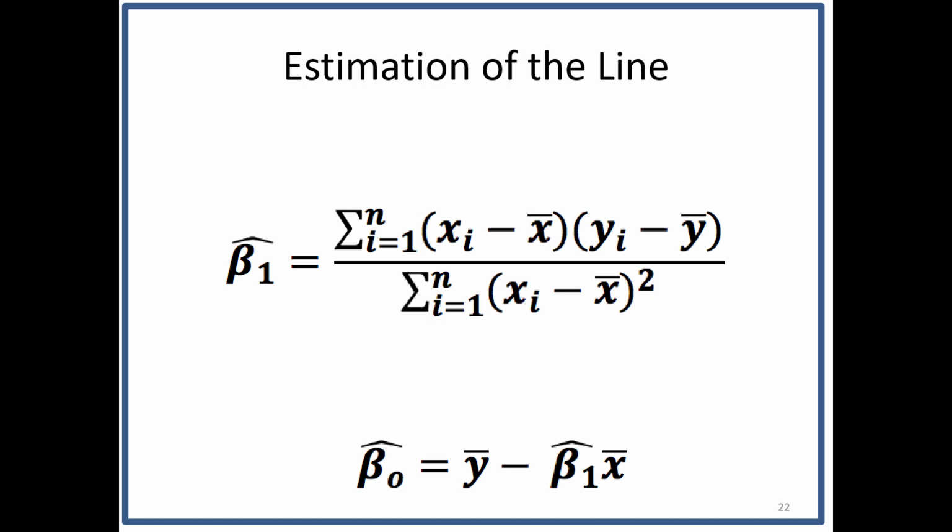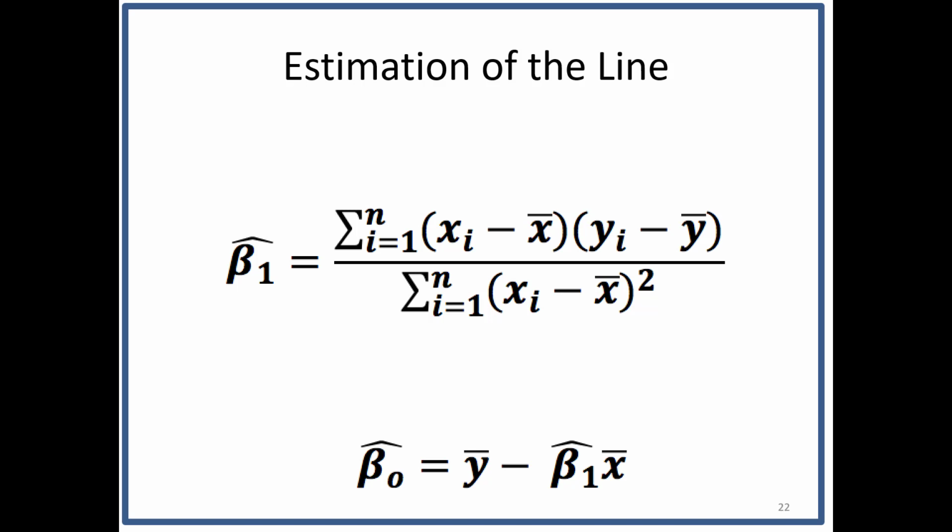And hats means predicted, so our sample. And so our predicted or estimated slope equals the sum of i equals 1 to n of xi minus x bar times yi minus y bar, all over the sum of xi minus x bar squared. And then our formula for beta naught hat equals y bar minus beta 1 hat times x bar. And now we have our estimation of the line.